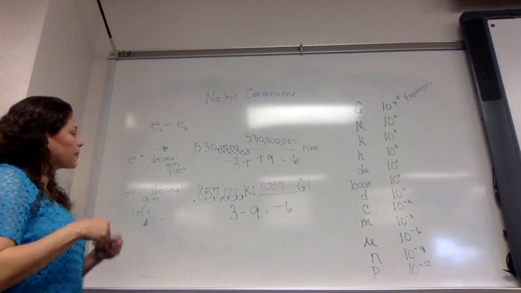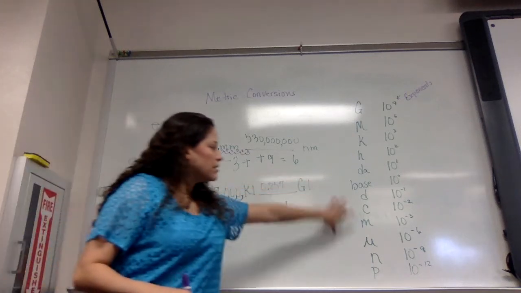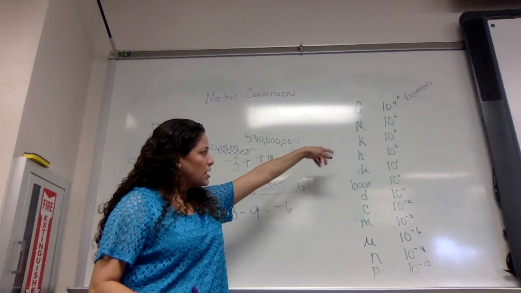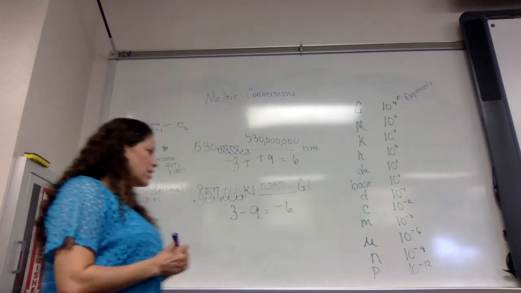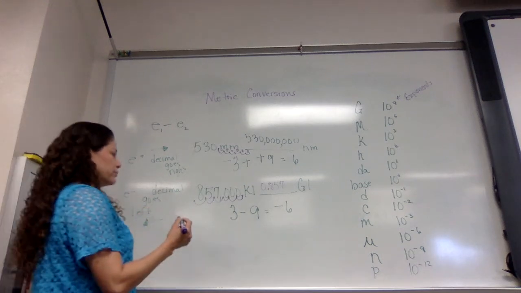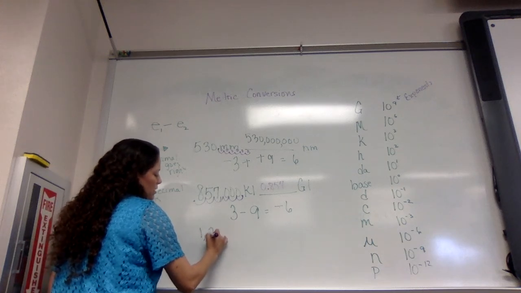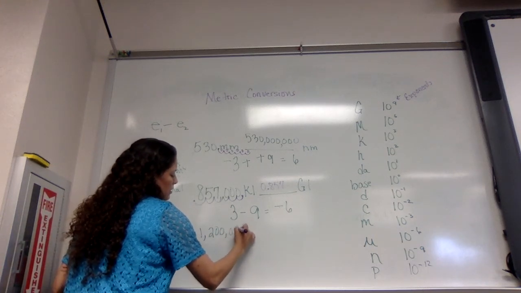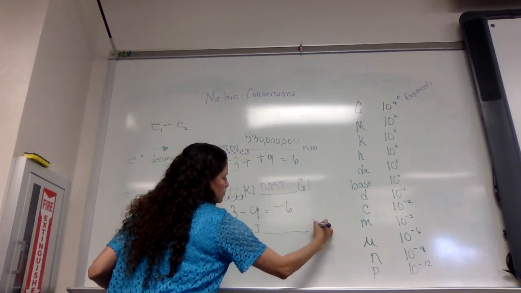I'll do one more. So I stayed on this bottom section. I went to the top section. I'm going to go from here to the other side of it. So let's say I go from a millijoule to a kilojoule. Okay, so let's say I have 1,200,000 millijoules, and I want to convert it into a kilojoule.